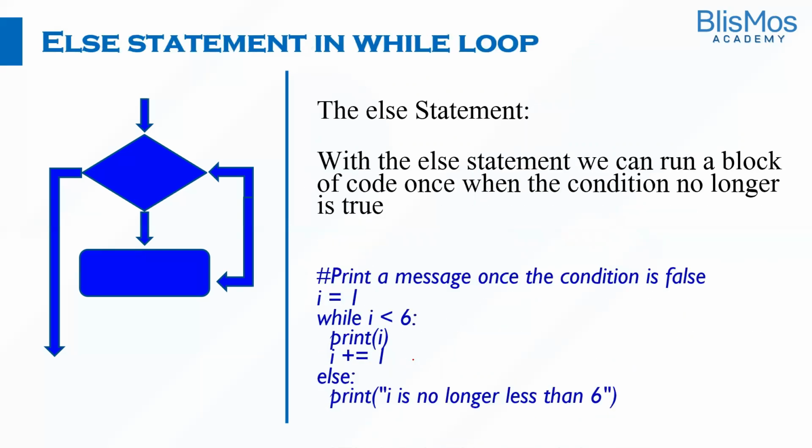As we have used the else statement with the for loop, in the same way, we can use the else statement with the while loop as well. We can run a block of code once the condition is no longer true. Here in this case, while i is less than 6, then the moment this comes out of this loop, we can say this condition is no longer true. That is the reason it came out of the loop.